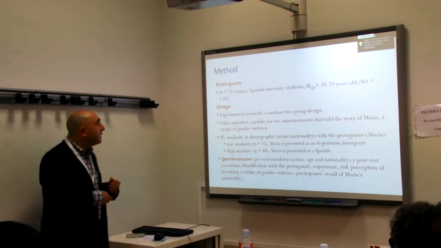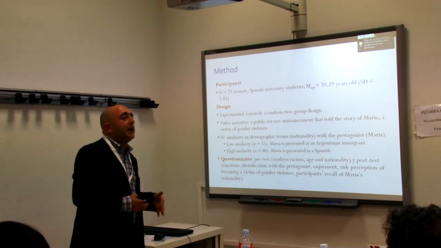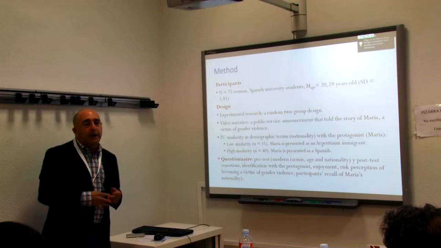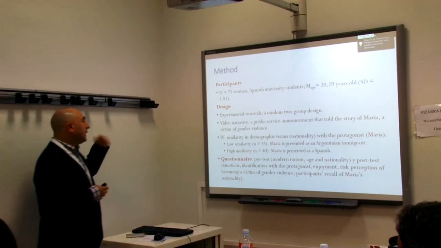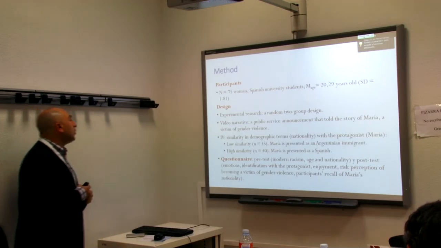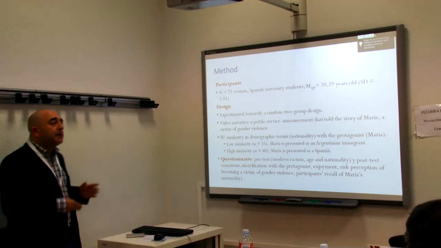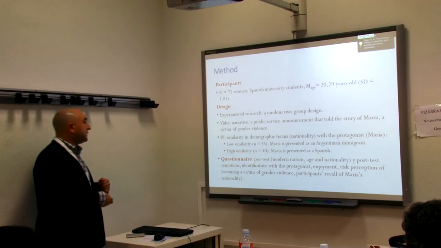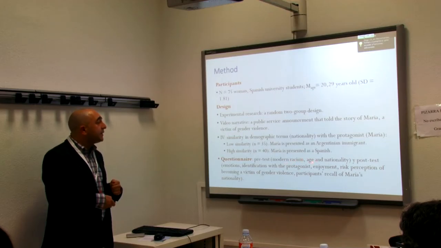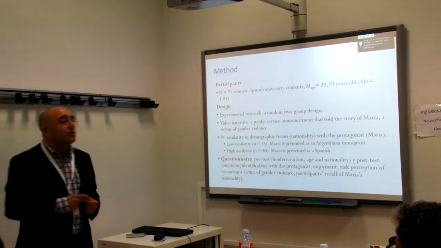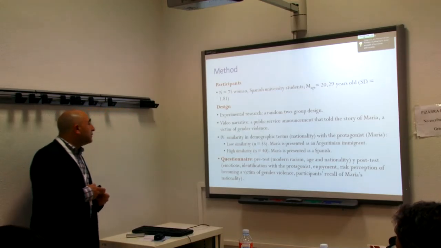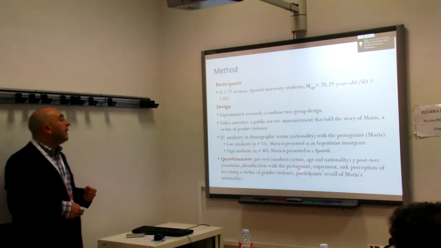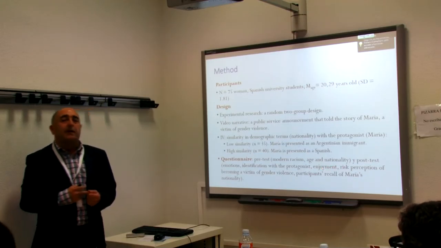We have a video narrative, a real audiovisual material that we found on YouTube, about a campaign developed in Argentina. I will talk about it in more detail later. We use a questionnaire with two kinds of measures. Some of the measures were taken before watching the video. This is the pretest, in which we measure modern racism, age and nationality. And after watching the video, participants respond to the rest of the questionnaire to measure emotions, identification with the main protagonist, enjoyment, and our dependent variable.